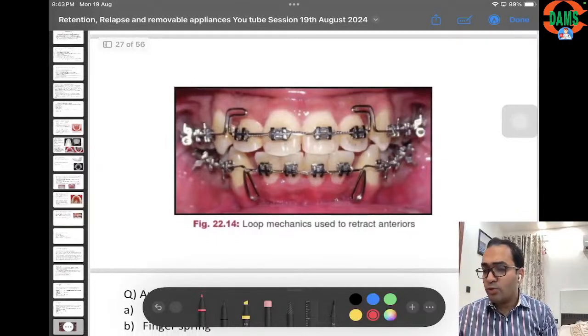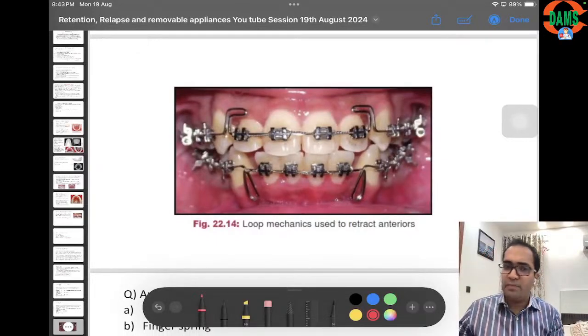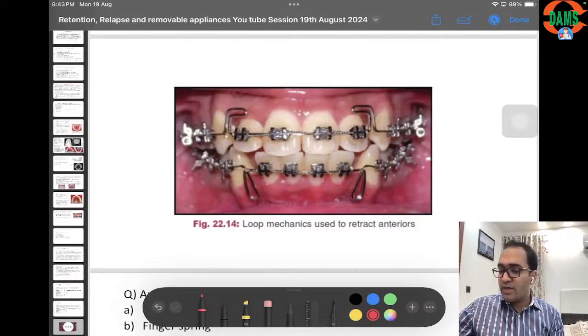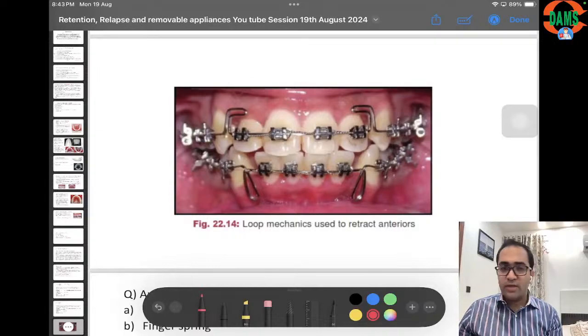So this is how we do it clinically in patients. How do we increase the length? We incorporate loops into the wire, so as to increase the length of the wire.